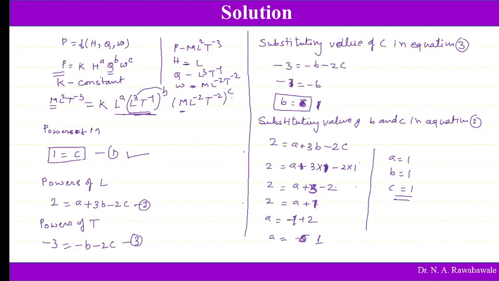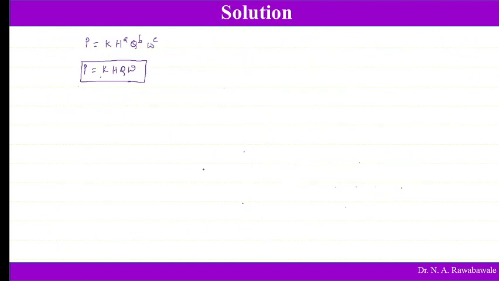So this C is equal to 1. So if we substitute C is equal to 1, then this becomes minus B minus 2 into 1. C is 1. So this, if we transfer on other side, so this plus 2 will have minus 1. That is minus B is equal to minus 1 or B is equal to 1. So this is how we obtained 1 for B, 1 for A and 1 for C. So these are the arbitrary powers of H, Q, W. So substituting these powers, we got this equation P is equal to K H to the power of A, Q to the power of B and W to the power of C.